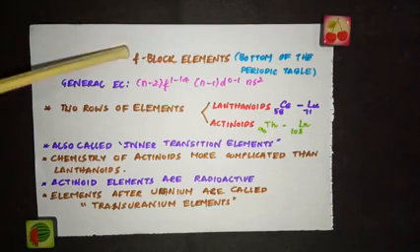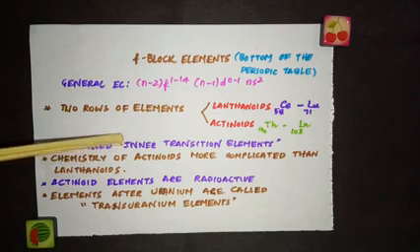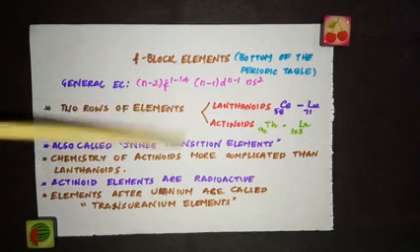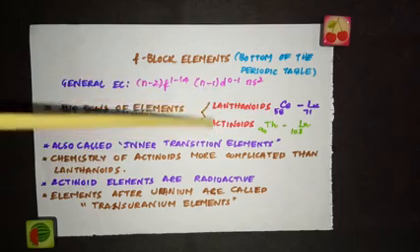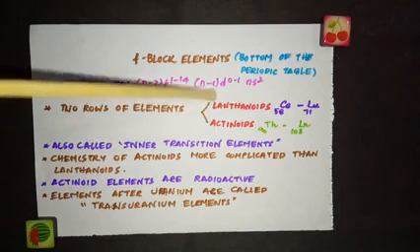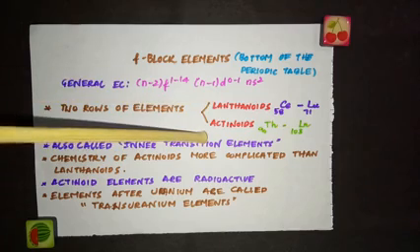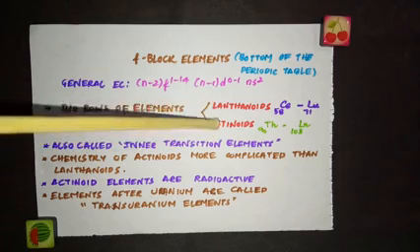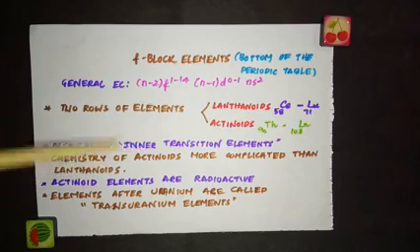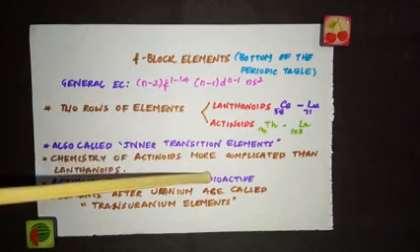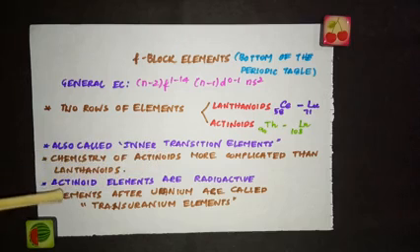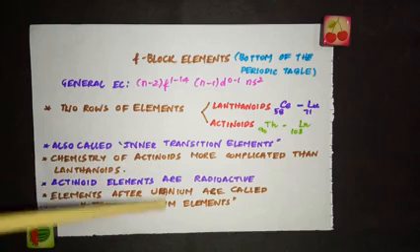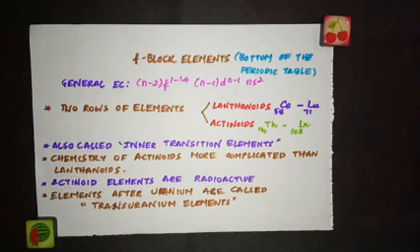These F block elements are also called inner transition elements. When you study lanthanoids and actinoids, it is easier to learn the chemistry of lanthanoids than actinoids, because the chemistry of actinoids is more complicated. Actinoid elements are radioactive in nature, which means they emit radiations from the nucleus, and elements after uranium are called transuranium elements.